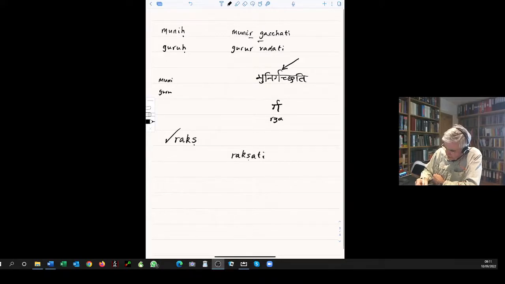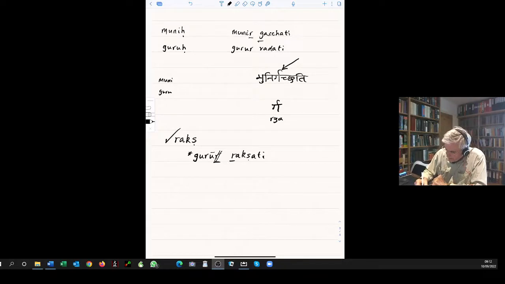So you've got, say, the guru protects. It wants to be an asterisk, because you can't have guru rakshati. This would create a double r. You are not allowed to have that. What you do instead is you drop the r and lengthen the preceding vowel. It's called a compensatory lengthening. You've lengthened the vowel to compensate for the loss of the r. That's why it becomes guru rakshati.